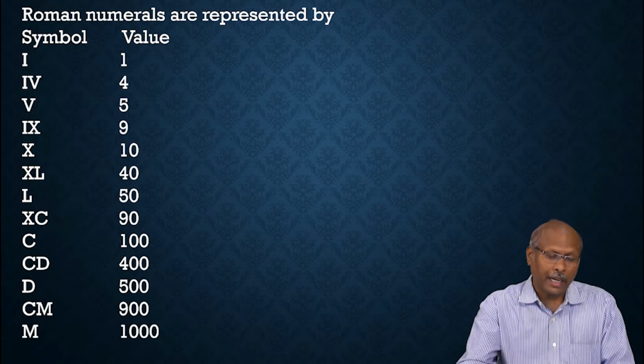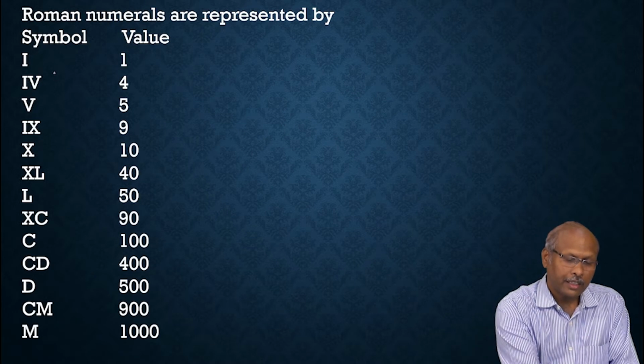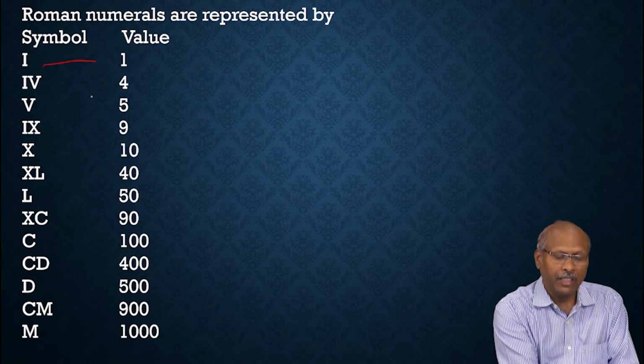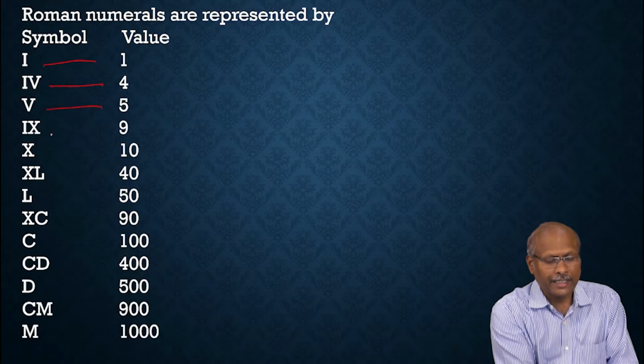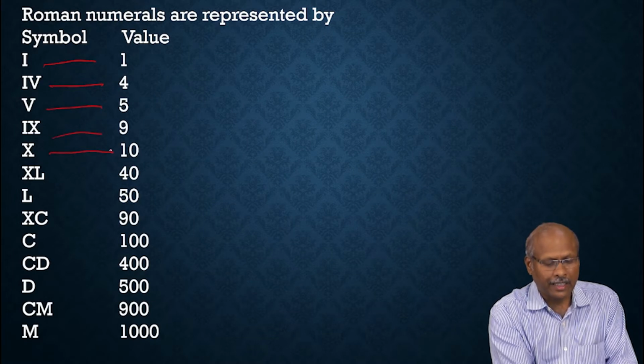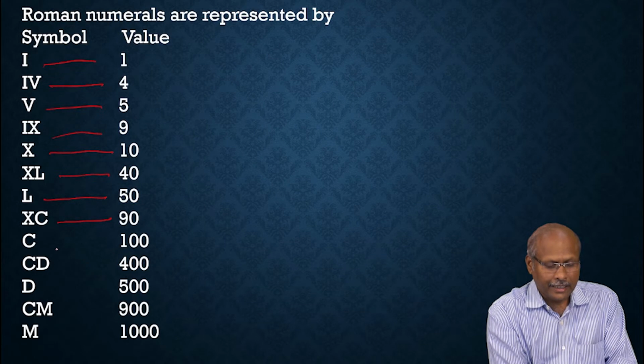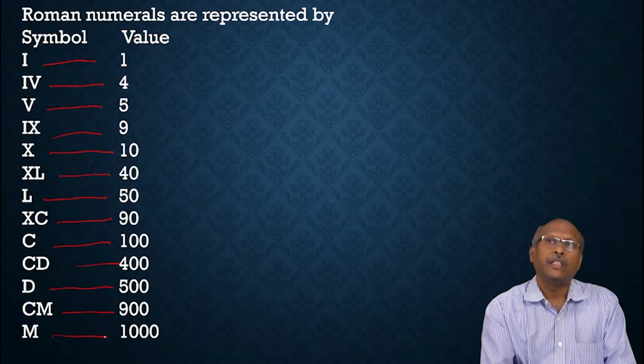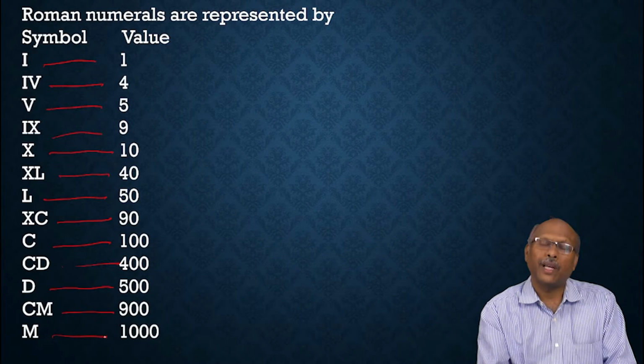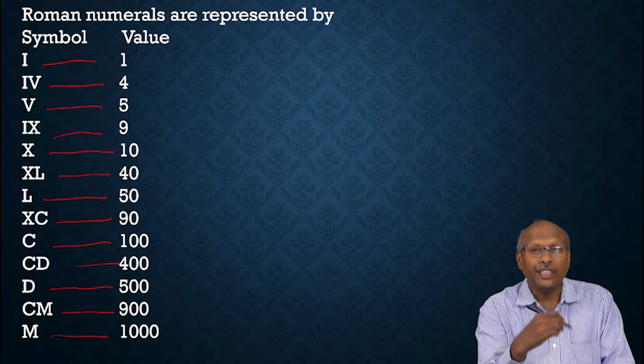The Roman symbol I has the value 1. Similarly, IV is 4. V is 5. IX is 9. X is 10. XL is 40. L is 50. XC is 90. C is 100. CD is 400. D is 500. CM is 900. M is 1000. These are the fixed values. You should remember these values, and using them, you have to convert.